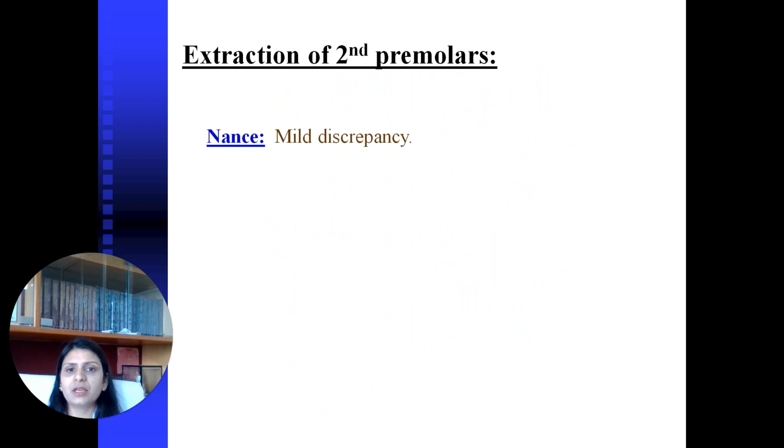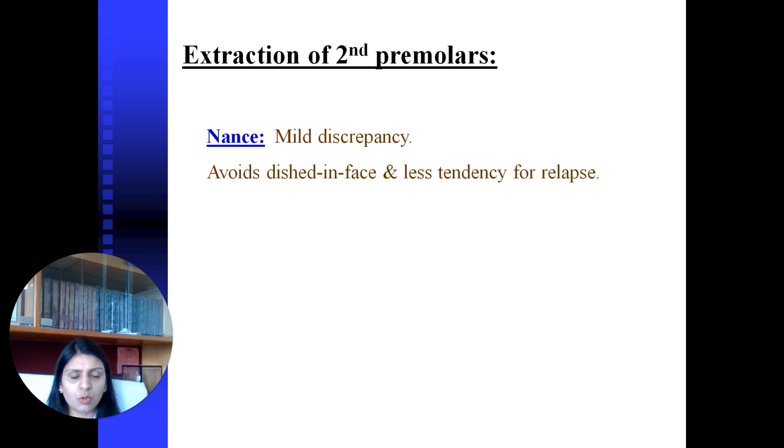In extractions of second premolars, according to Nance, whenever there is mild discrepancy, this avoids the dished-in face and there is less tendency for relapse, because the space attained will be in the posterior segment. So retraction would not be more and this avoids the dished-in face. According to Carey's analysis also, when the space requirement is 2.5 to 5 millimeter, then we can go for extraction of second premolars.